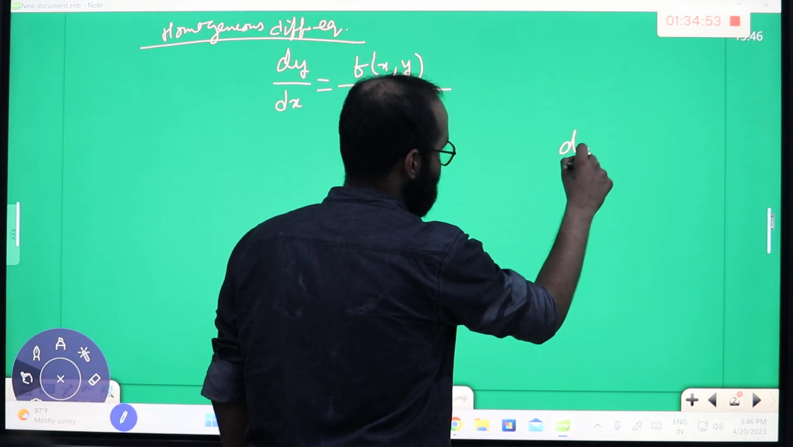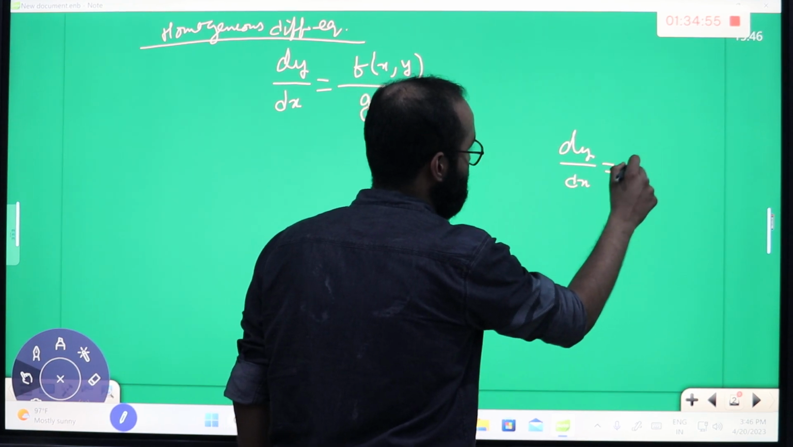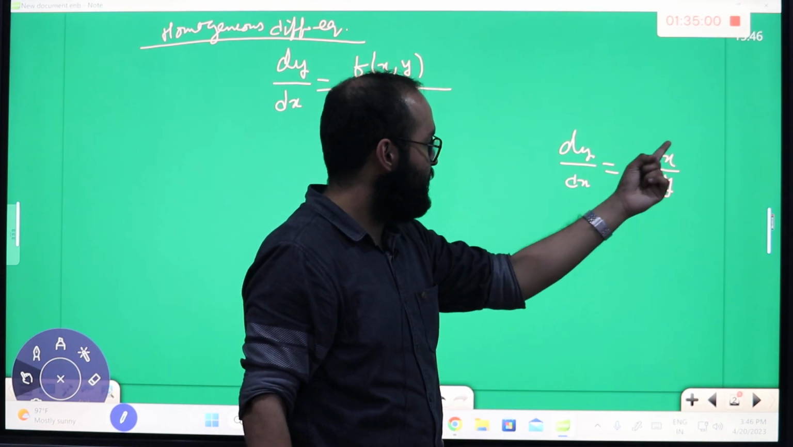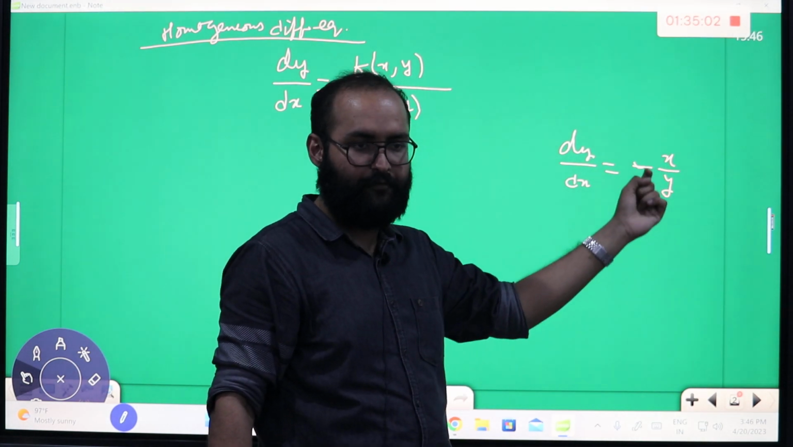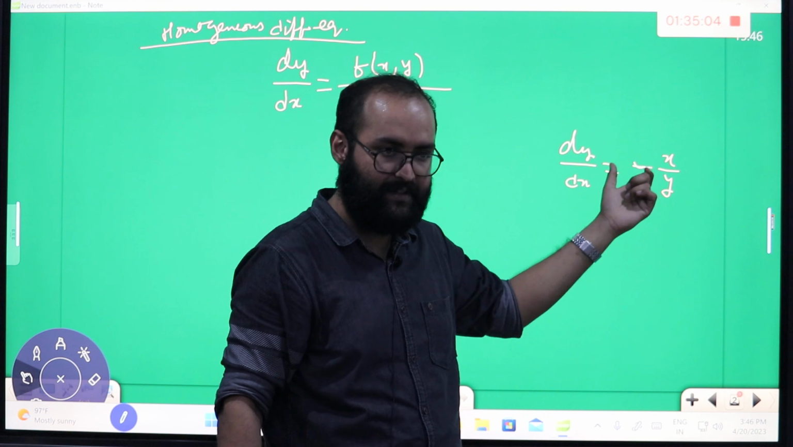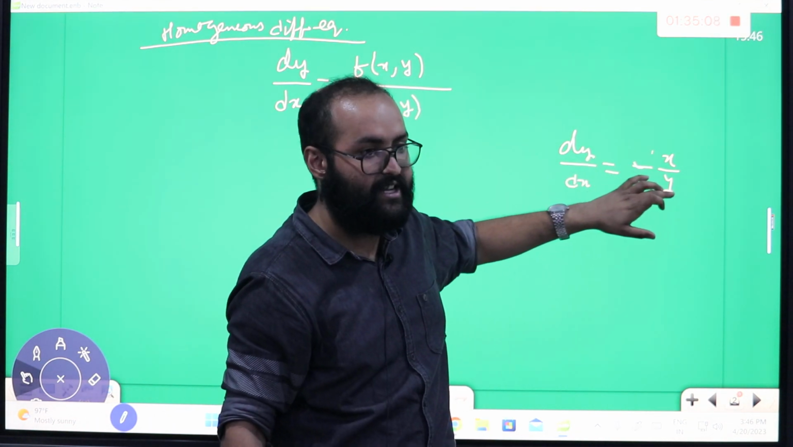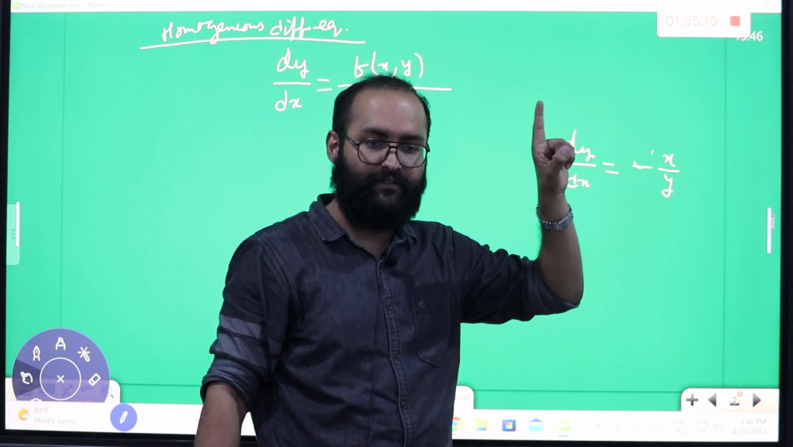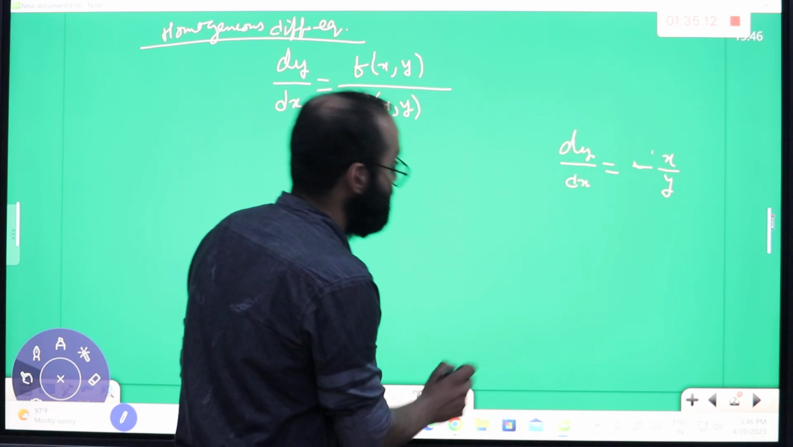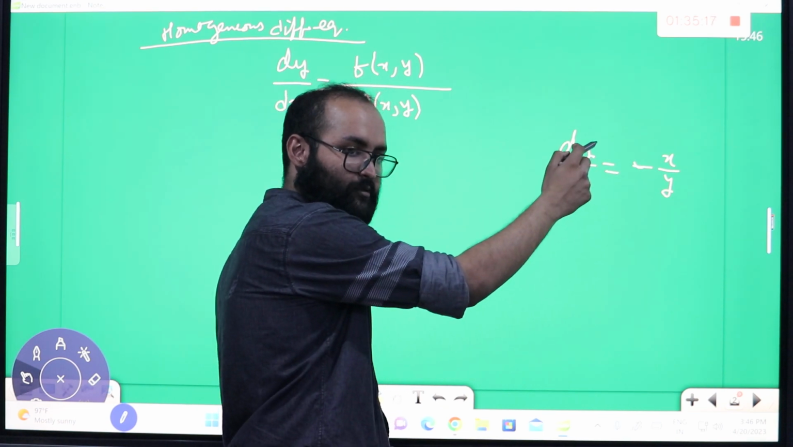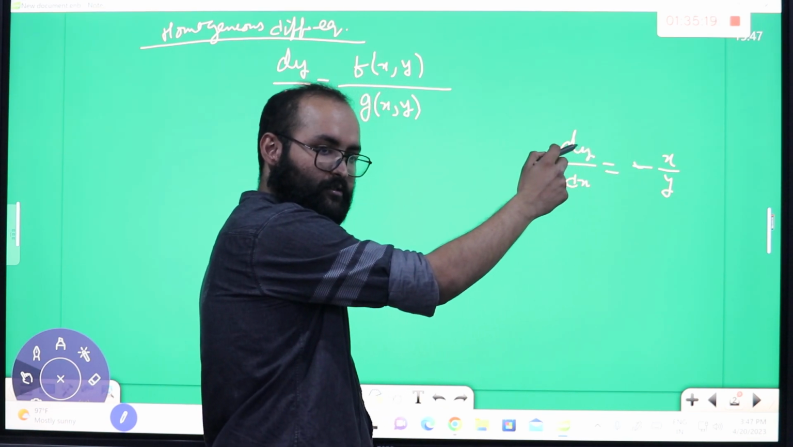In our example in variable separable, we took dy dx equal to, it was minus x by y, something like this. You saw that it had to be some kind of fraction, then only you could do variable separable. But in that fraction the numerator and denominator had to be functions of only one variable, isn't it? Here it has to be function of x, function of y. Then only you can separate by cross multiplying with the differentials. Yes or no? We did it.